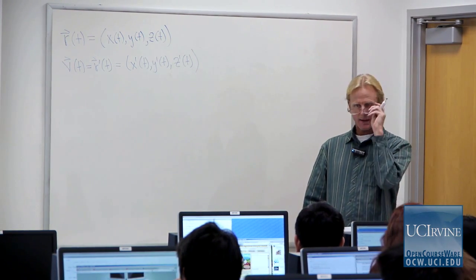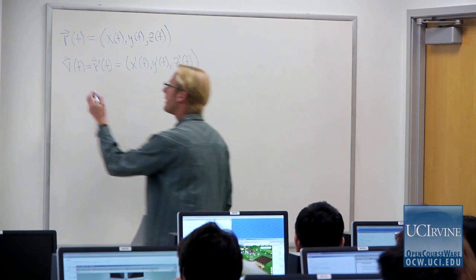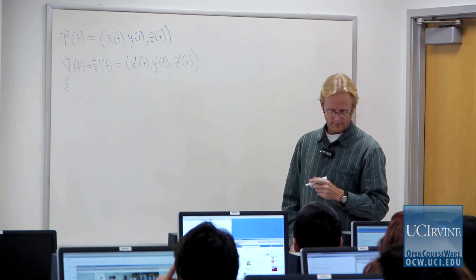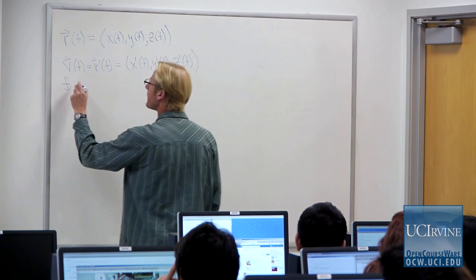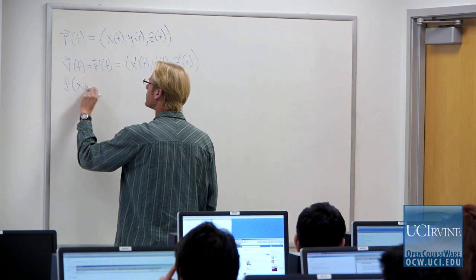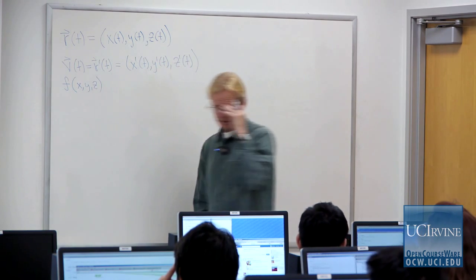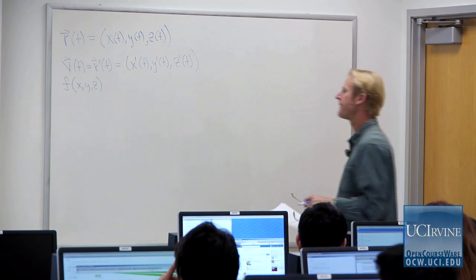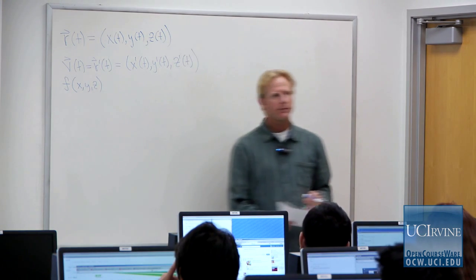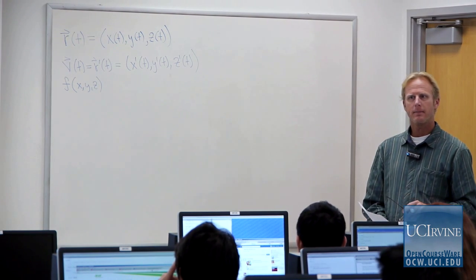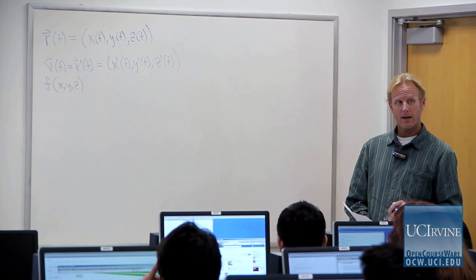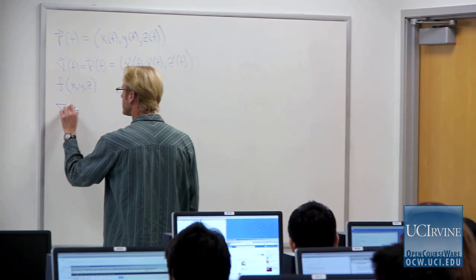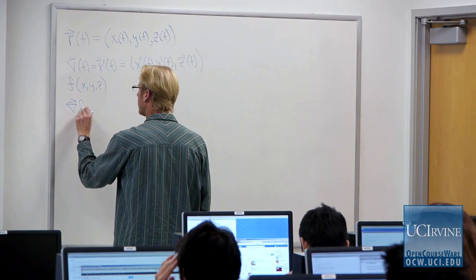Now, next thing I want to do is I want to define a scalar function of a vector. Okay, so I might call this f of x, y, and z. All right, so this is a function, could be of the coordinates in Cartesian space. All right. Now, there are a couple of interesting derivatives of scalar functions. Okay, the first one that I want to remind you about is the so-called gradient of f.